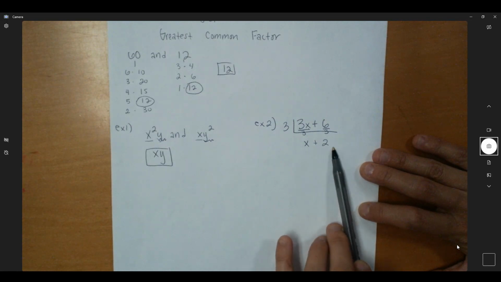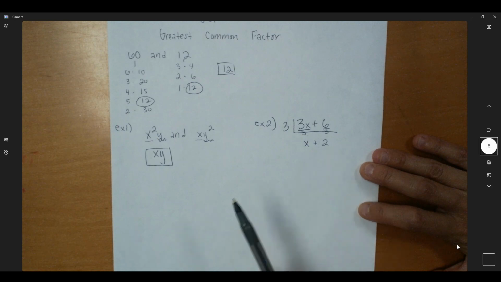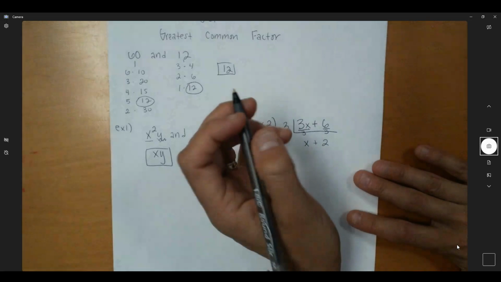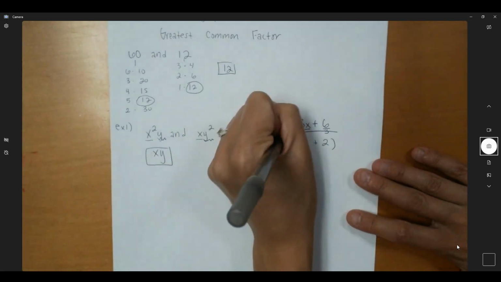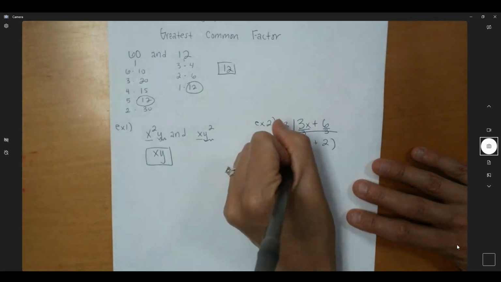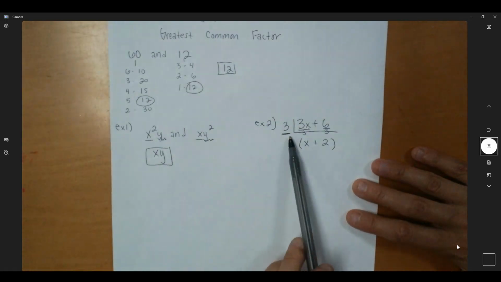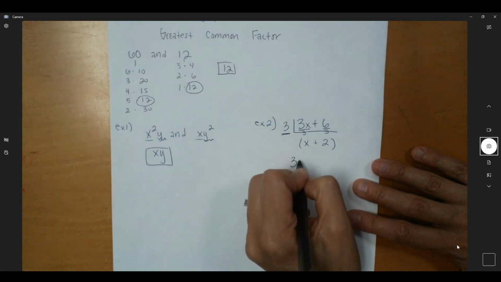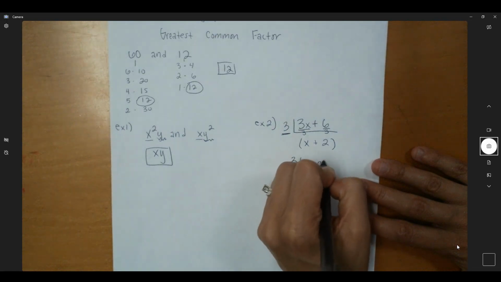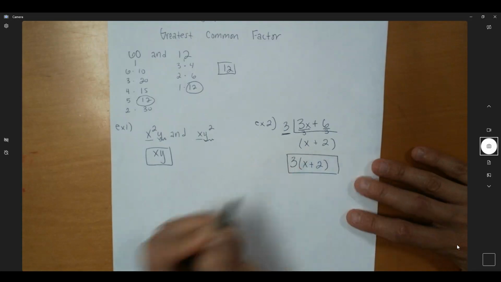Well, there's no x here, so I can't take an x out. There would need to be an x here to be able to take an x out. So that is going to be part of my answer. This is going to be the parentheses part, and then the outside here is the GCF part. So when I write my answer, the stuff on the outside of the hockey stick is on the outside of the parentheses, and then your leftovers are on the inside of the parentheses.